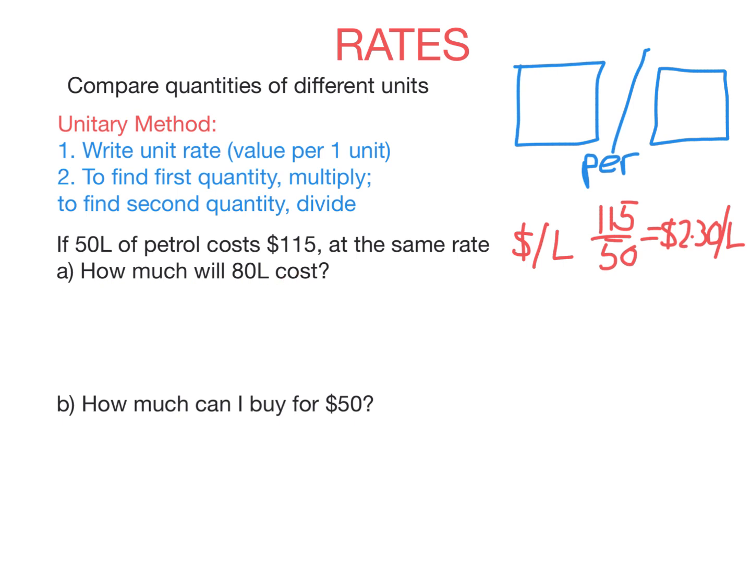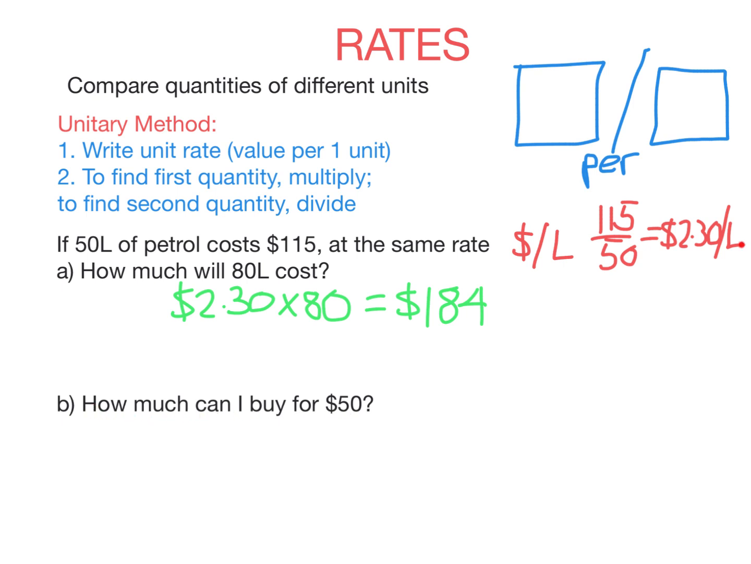So how much will 80 litres cost? Well, here I'm finding a quantity, I'm finding the number of dollars. So this is the first quantity in the rate. That's what I mean here. To find the first quantity, multiply. So what I'm going to do is multiply my rate here, $2.30 by 80. And you can use your calculator. That will cost $184.